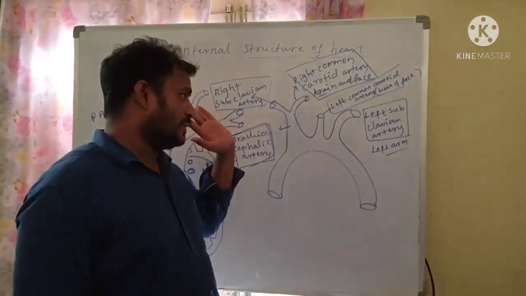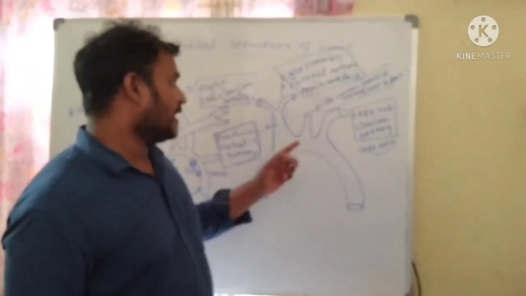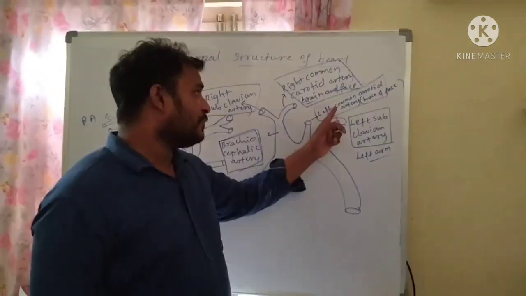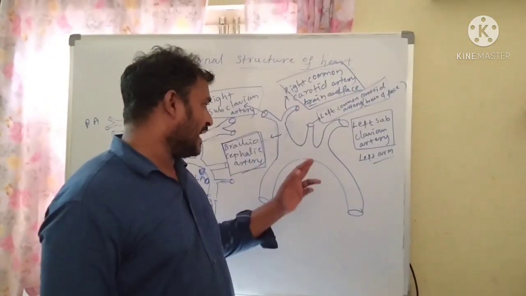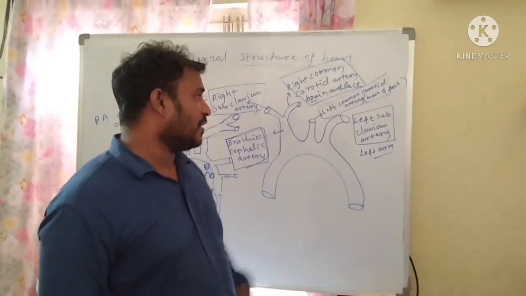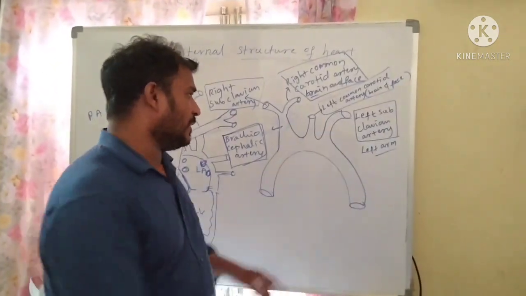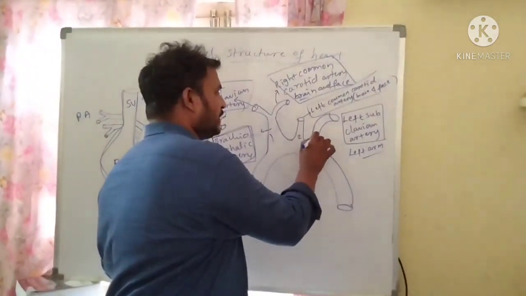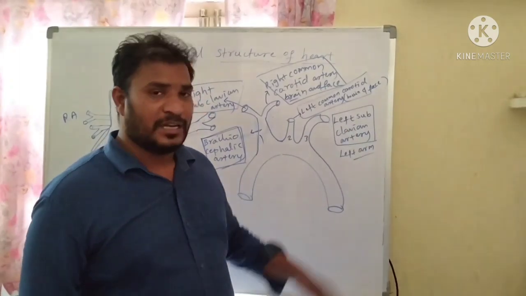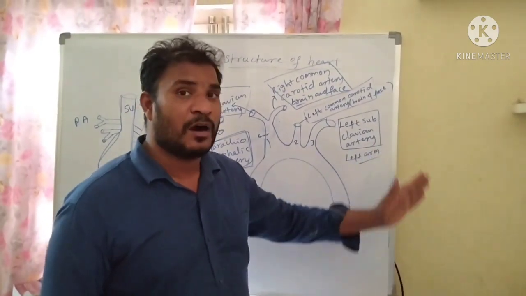It divides into two branches, as you know already. And the second branch, the left common carotid artery, is the direct branch from the aortic arch. The left common carotid artery also supplies the blood to the brain and face. And the third branch, 1, 2, 3, is called the left subclavian artery. The left subclavian artery supplies the blood to the left arm.